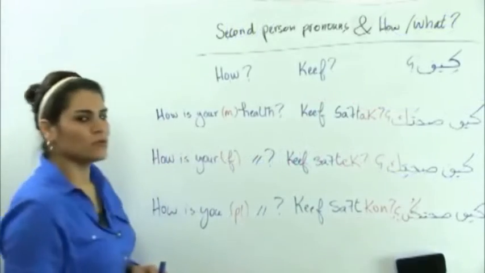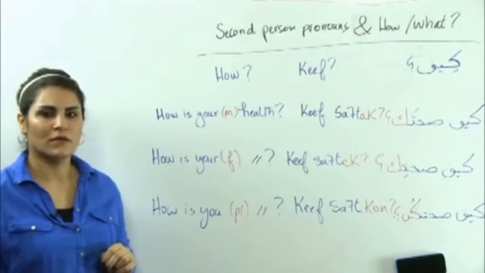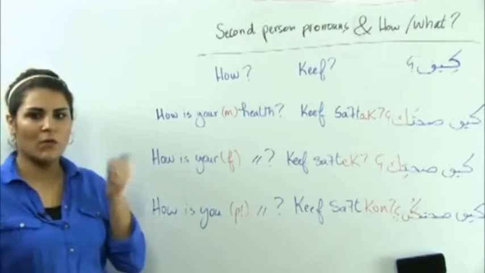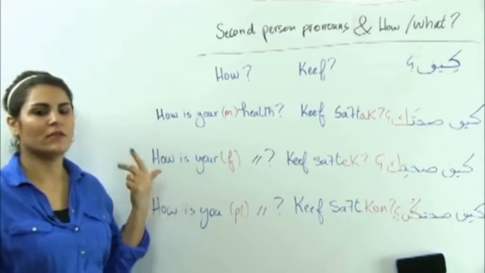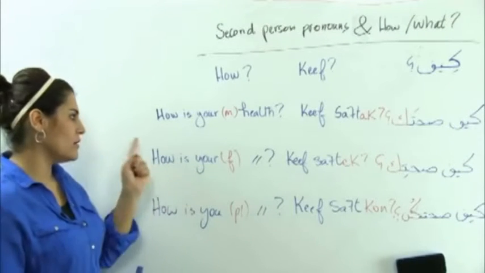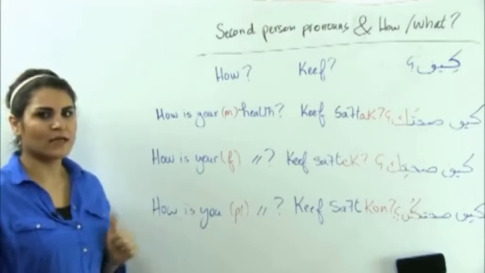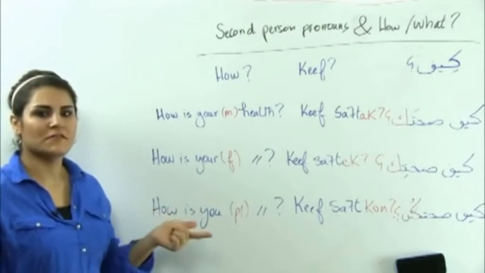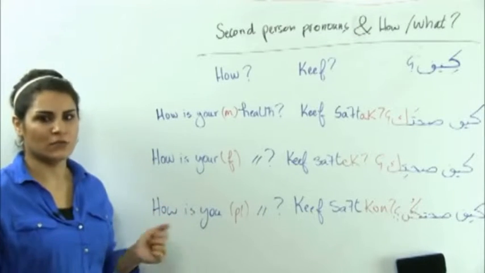Okay, so now this is the second question using كيف. We started with how are you, كيفك, how are you masculine كيفك, how are you feminine كيفك, how are you plural كيفكن, and now the second one is how is your health, talking to a man, كيف صحتك, to a woman كيف صحتك, and to a group of people كيف صحتكن.